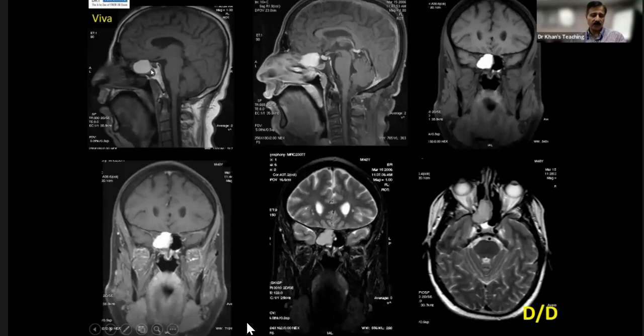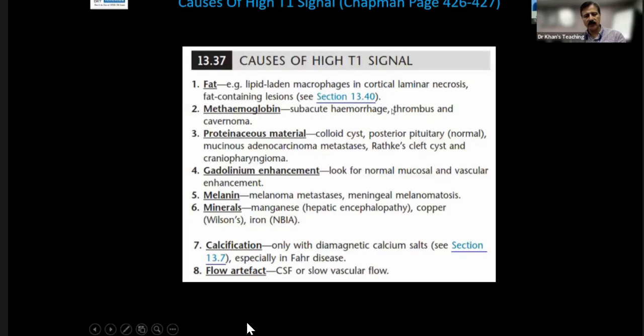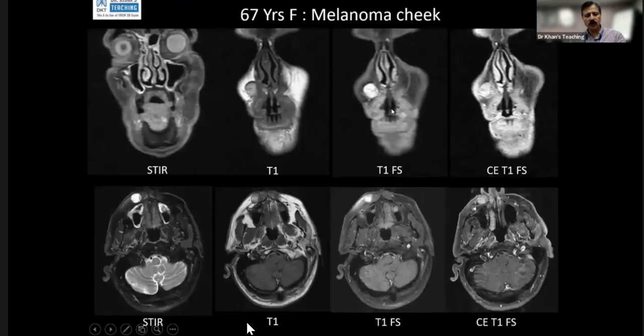Simple as that. You can simply say that because it is inherently high signal on T1, I cannot comment on any enhancement. And keeping this limitation in mind, apparently there is no enhancement. It is causing expansion of the sphenoid sinus on the right side. So this is a mucocele. I just wanted to show you these high signal intensities.